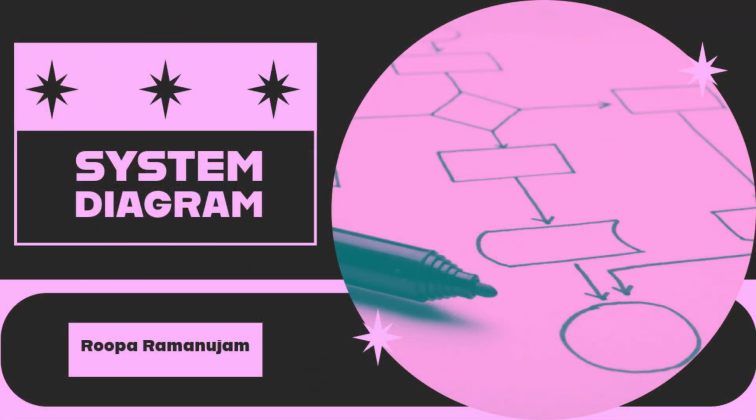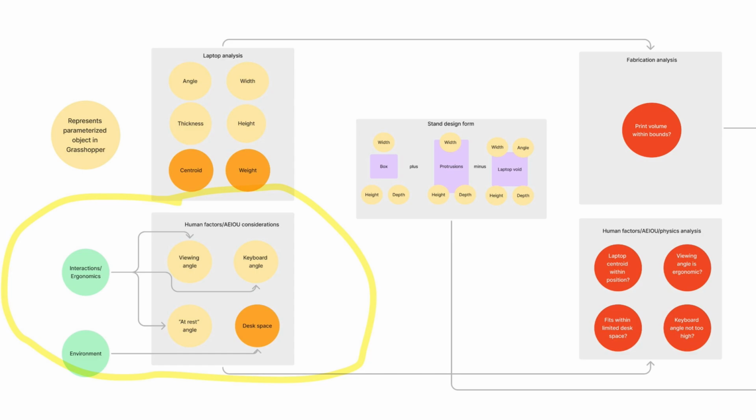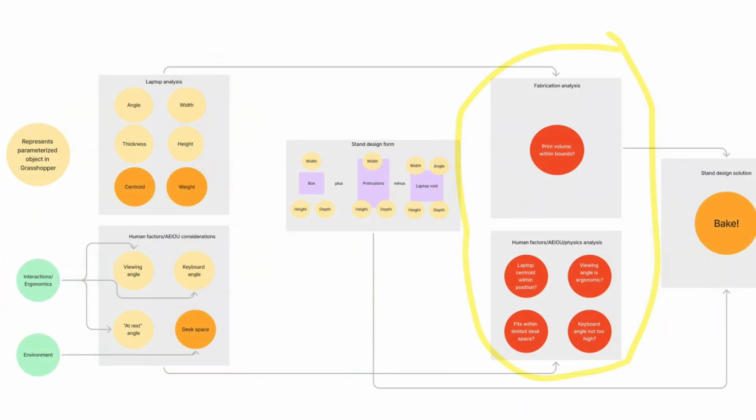Here's a diagram of my system and the different factors in designing my stand. In user context analysis, I thought about ergonomics, such as the ideal usage angle of the laptop and the keyboard. I also used the AEIOU framework to consider other human factors, like my desk environment and my ideal use cases. With fabrication analysis, I tried to minimize materials and printing time.